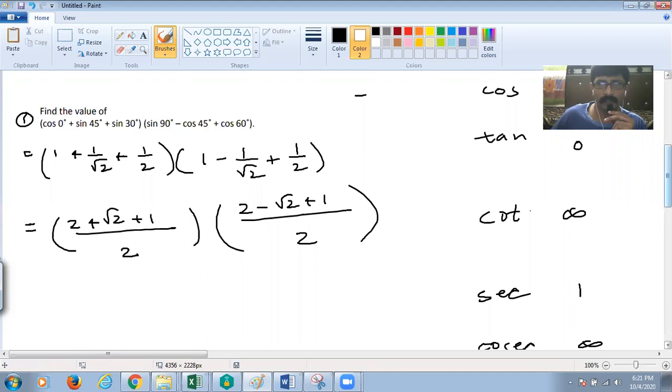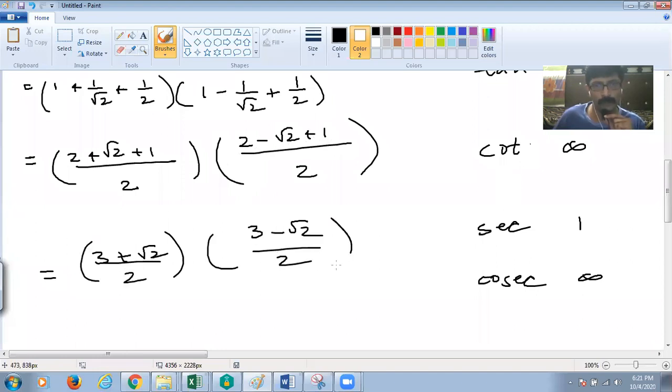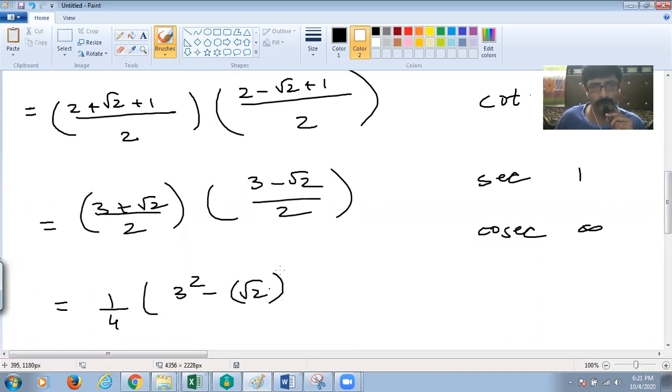अब बच्चों यहाँ पर क्या करेंगे, ये बन जाएगा 2 + 1, 3 प्लस √2 होल थिंग अपॉन 2, एंड यहाँ पर क्या बन जाएगा 2 + 1, 3 माइनस √2 अपॉन 2। बहुत सारे बच्चे यहाँ पर गड़बड़ा जाते हैं, सर ये कैसे करते हैं, हमको नहीं आता है। सिंपल, इसमें से क्या करेंगे, ये 1/2 इंटू 1/2 बन जाएगा 1/4, isn't it? एंड ये 3 + √2 इंटू 3 माइनस √2 बन जाएगा 3 स्क्वायर माइनस √2 का स्क्वायर, isn't it?